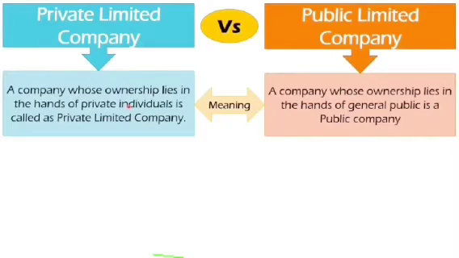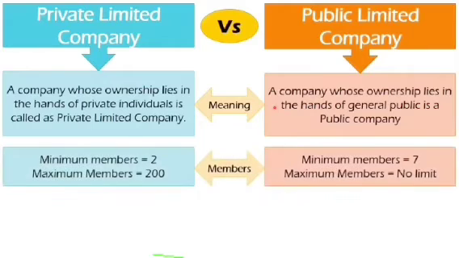To highlight the differences between a private limited company and a public limited company, beginning with the meaning, as a definition. For a private limited company, a company whose ownership lies in the hands of private individuals is called a private limited company. While for a public limited company, a company whose ownership lies in the hands of the general public is known as a public limited company.